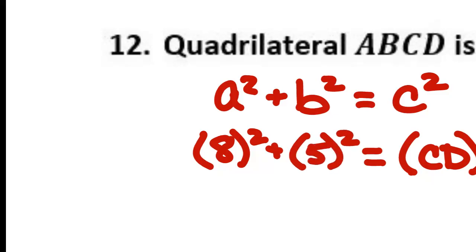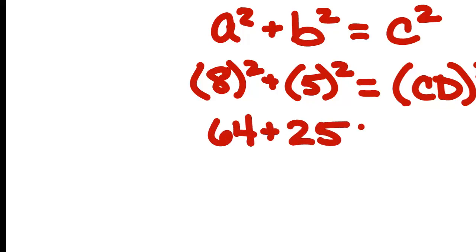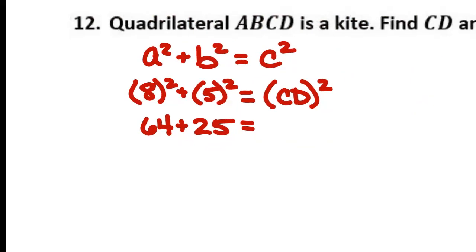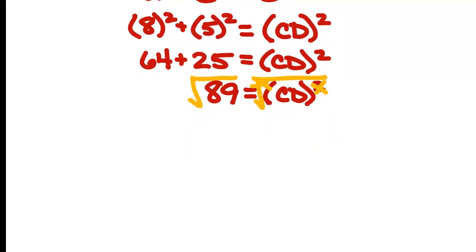What is 8 squared? 64. And 5 squared? 25. What do I get when I add those two together? 89. And then I need to do what? Square root it. If you do it to one side, you got to do it to the other side. On the right, the squared and the square root cancel. Let's take this one out to 3 decimal places. What is the square root of 89?